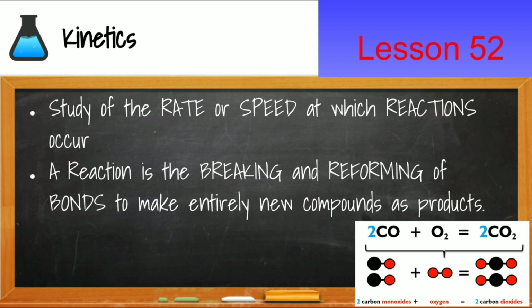A chemical reaction involves the breaking and the remaking of bonds. In order to break a bond, you must add in energy. So here in this chemical reaction, when we want to make a product, carbon dioxide, we'll have to break the bond in the oxygen and then reform bonds to make carbon dioxide.